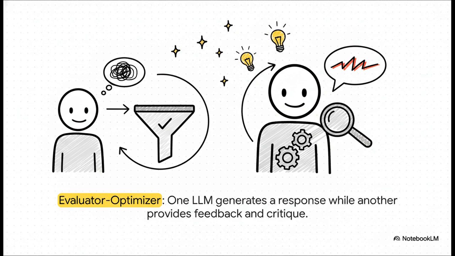And this one might be my favorite, the evaluator optimizer pattern. Here's how it works. One agent generates a response, and a second agent's entire job is to critique it and provide feedback. This creates this awesome feedback loop where the system can literally refine and improve its own work before a human ever sees it. It's like having quality control built right in.